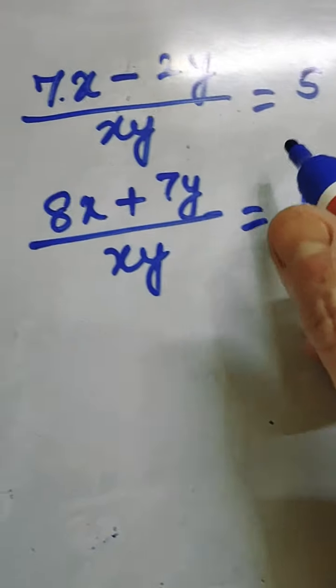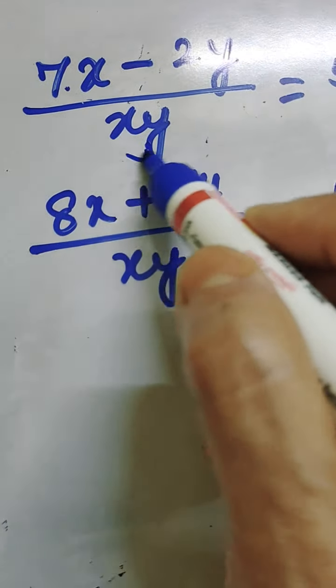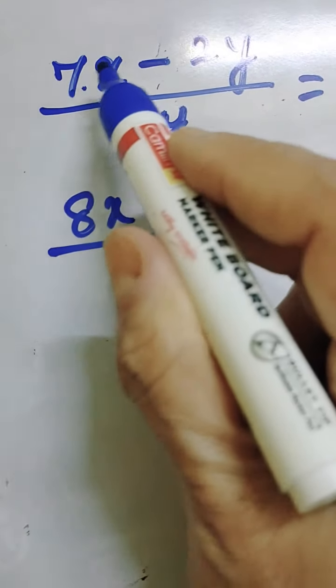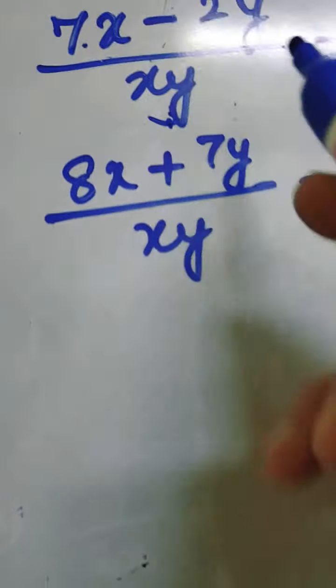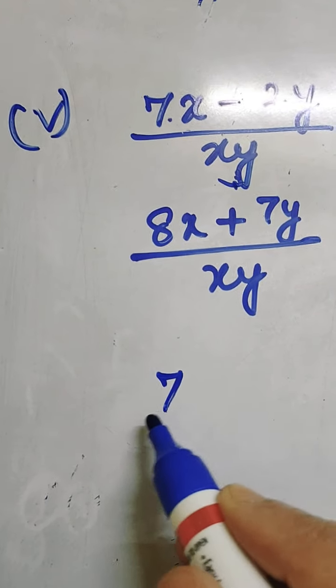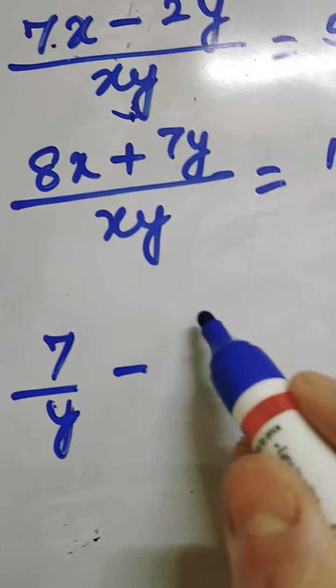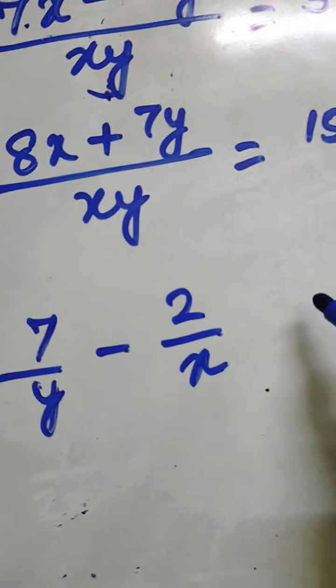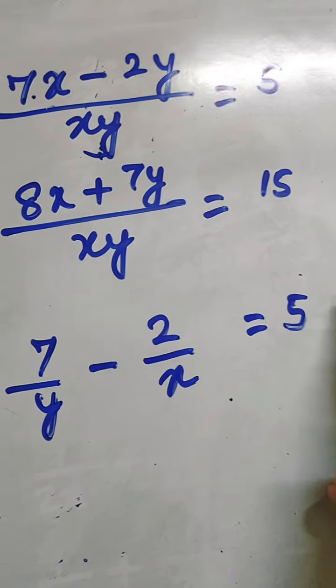So what you do here, we can separate the term. Since this is a monomial here, we can separate. That means 7x by xy, that will give you 7 by y minus 2 by x equal to 5.